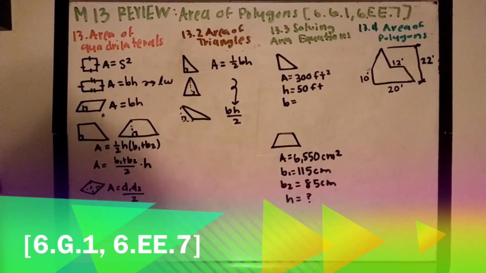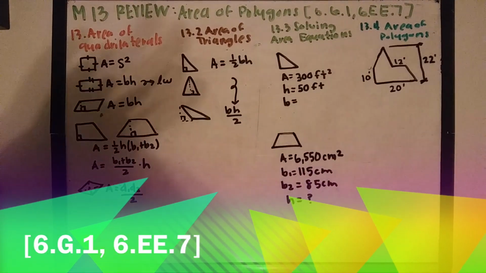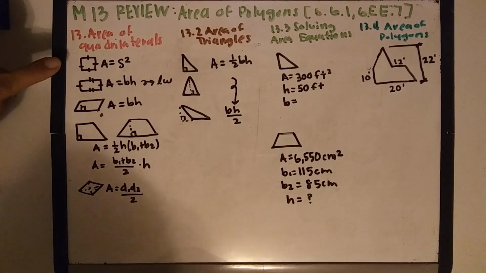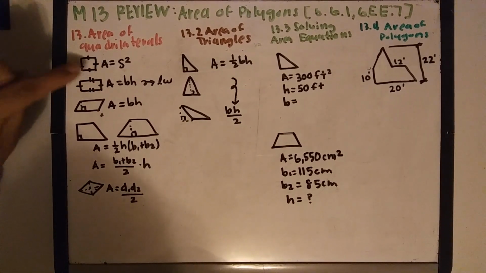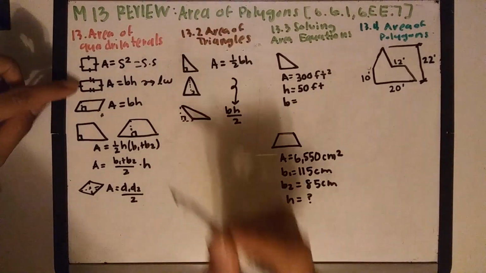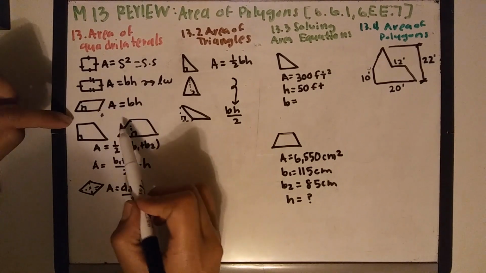You guys, this is module 13 review, the area of polygons. I'll just quickly go over this. Quadrilaterals are basically shapes that have four sides. So we have a square, whose area we find by doing side squared. So you do side times side, which is the same thing. Rectangle, you do base times height.